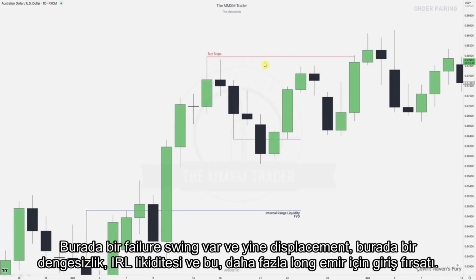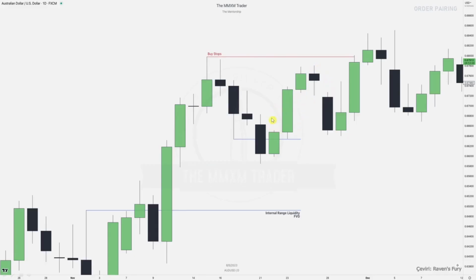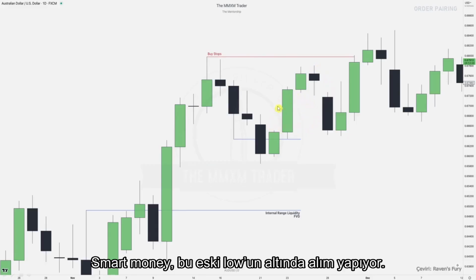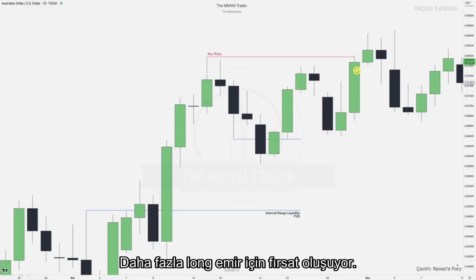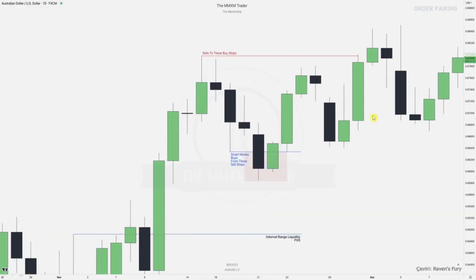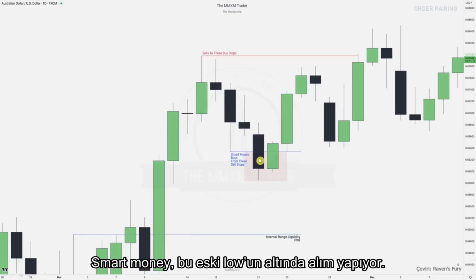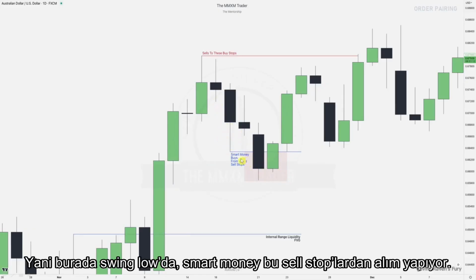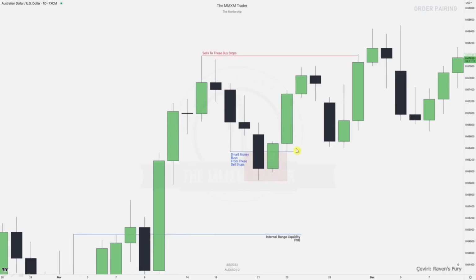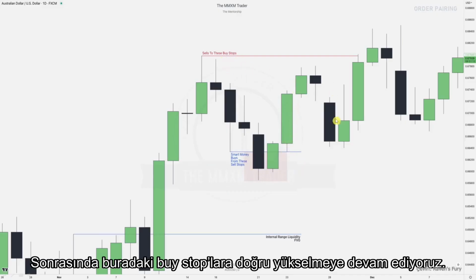What do we have over here? Again, engineered liquidity, right? We have this failure swing over here, and again, displacement over here, an imbalance, internal range liquidity, and that's the opportunity to get in on more long orders. Smart money buys below this old low, right? Swing low down here. Smart money buys from these sell stops. And then we continue up into these buy stops over here.